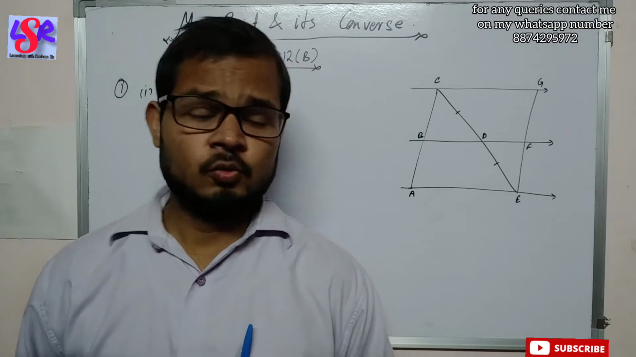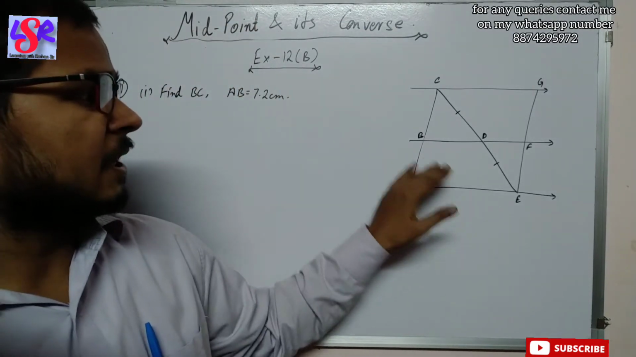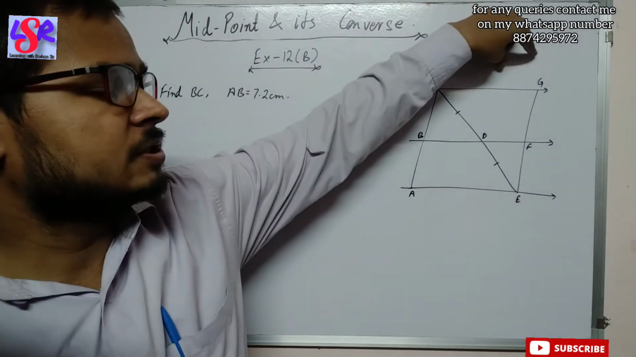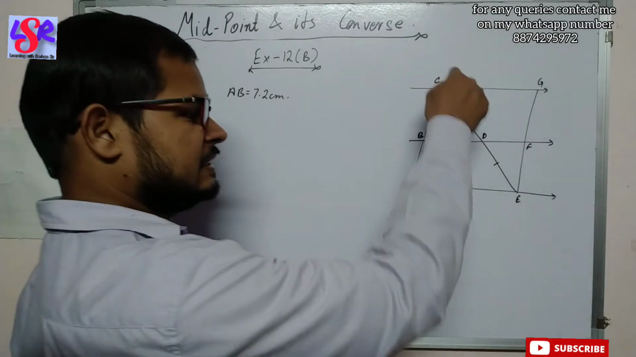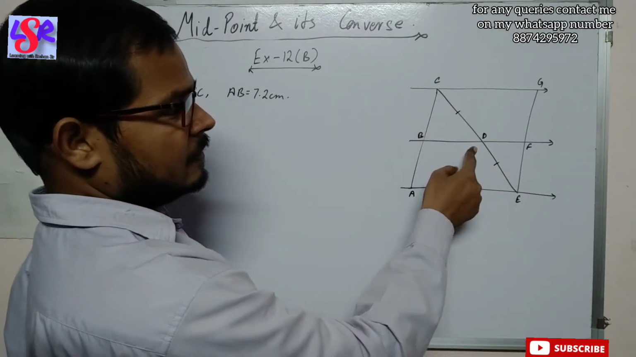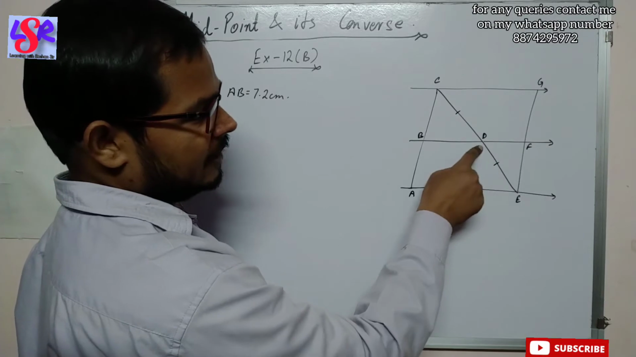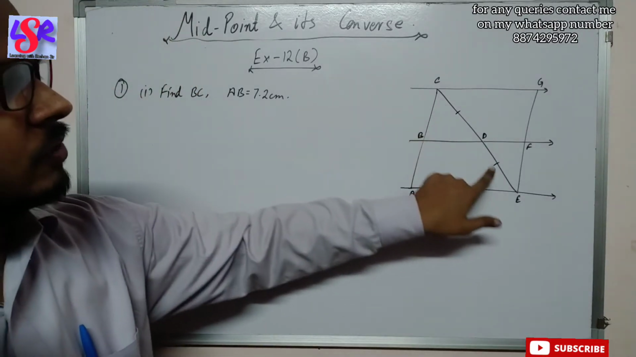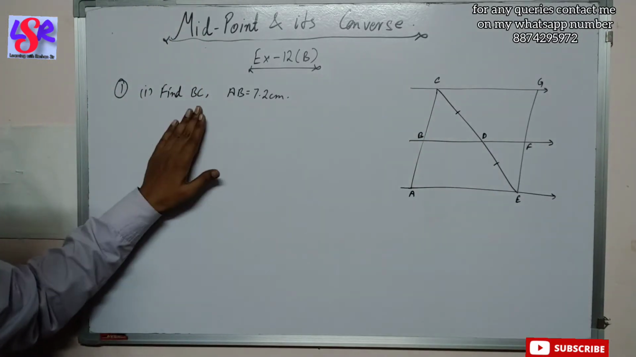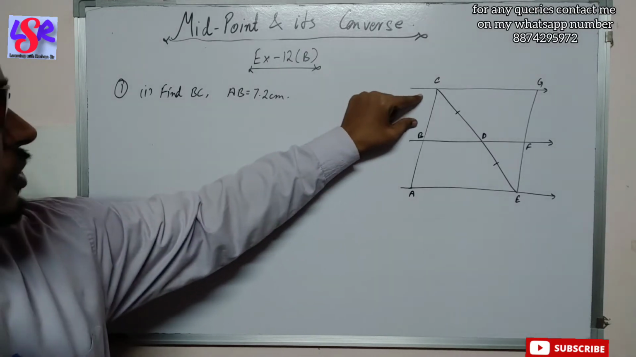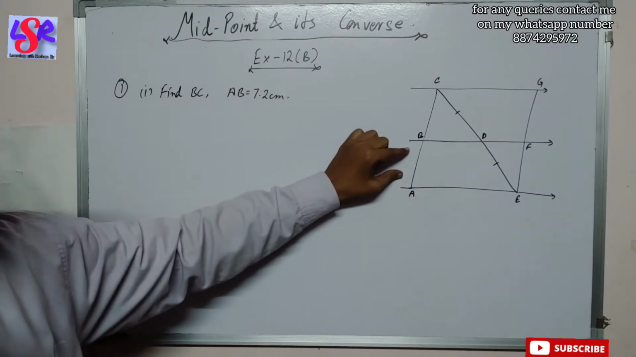Now in question number 1 we have this figure in which AE is parallel to BF is parallel to CG, and there is a line CE which is being bisected by the line BF at a point D, that is CD equals DE. Now we have to find the value of BC, in which AB equals 7.2 centimeters.